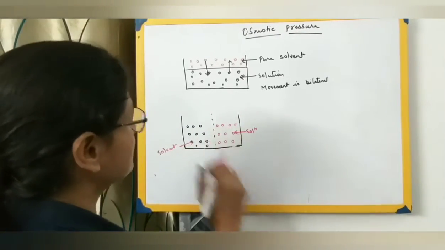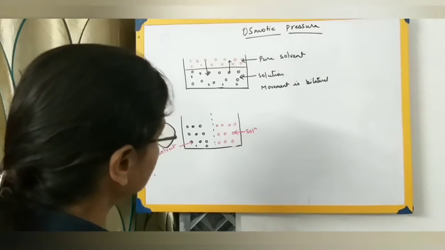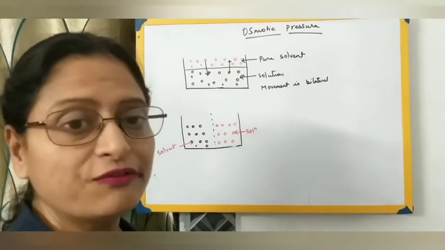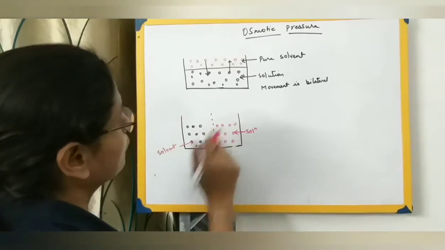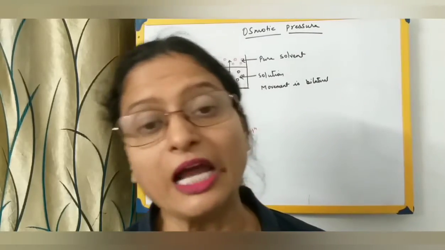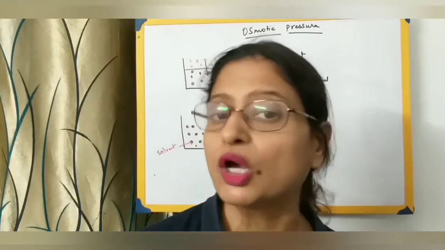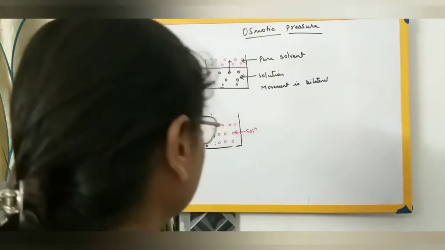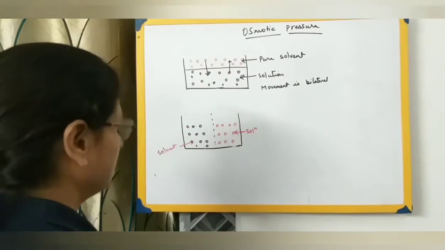Now what is the role of the semi-permeable membrane? It allows the flow of the solvent particles across it and does not allow the solute particles to move across it. That means it will allow the molecules of the solvent to flow, but it will not allow the molecules of solute to flow through it. This is the role of the semi-permeable membrane.